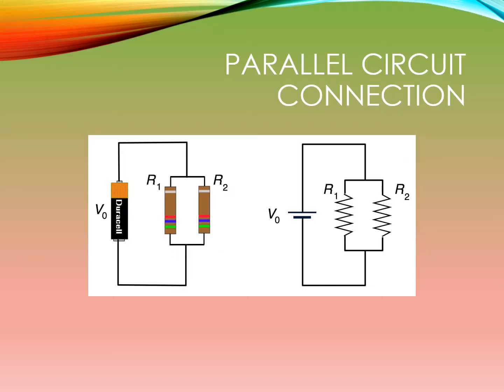This is an example of a parallel circuit connection. You'll see that the voltage is on the battery, and then you have two resistors acting as the parallel circuit connections. You'll also see on the right the symbols and how they're connected in a parallel circuit connection.